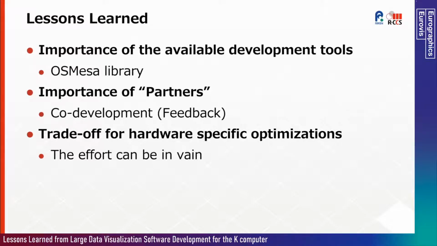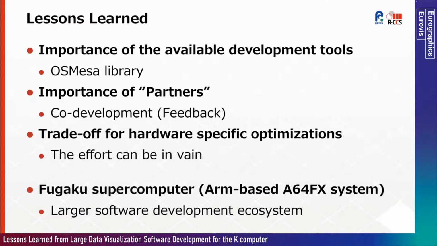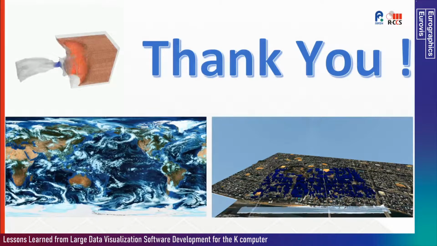For instance, the next supercomputer, which will substitute the K-computer, and its name is Fugaku, is based on a totally different CPU architecture. It is an ARM-based Fujitsu A64FX. However, on the other hand, since we can expect a larger software development ecosystem, we hope that these difficulties will not repeat. And thank you for your attention.